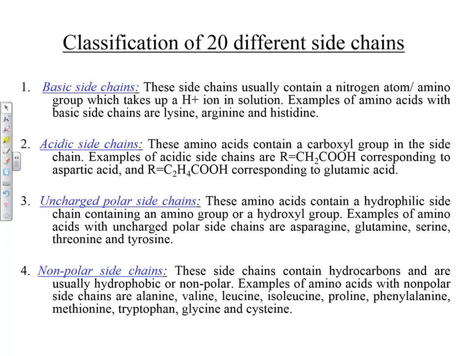So first, you have basic side chains. That means the side chain, that R, is going to have basic properties. These side chains usually contain a nitrogen atom or an amino group. We know that the amino group is a basic group because it reduces the hydrogen ion concentration in solution. It'll take up a hydrogen ion to form the ammonium ion. I already discussed that before. So these are basic side chains. Examples of amino acids with basic side chains are lysine, arginine and histidine.